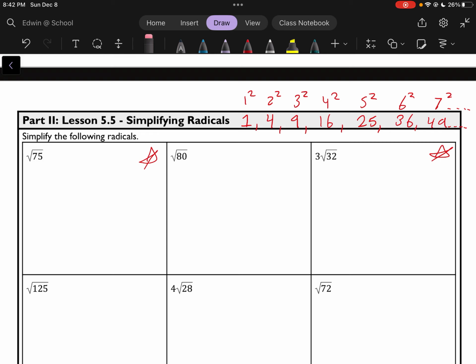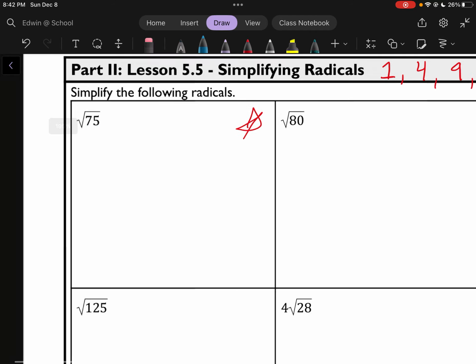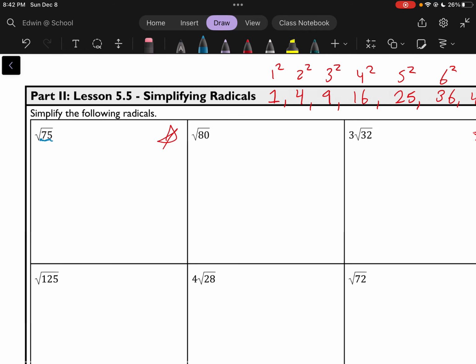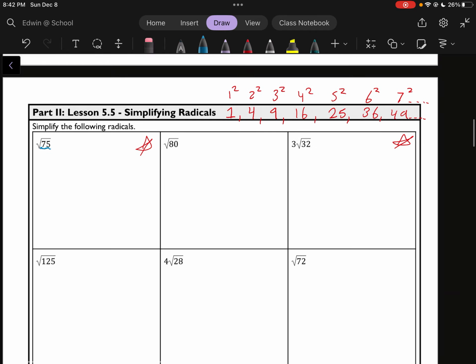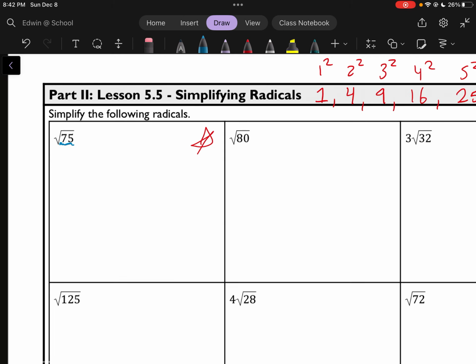So that's where they come from. And we're trying to find the biggest perfect square that divides into our little radicand, which is the number in here. So I look at 75. I'm like, okay, what's the biggest number I could divide by? The first number I think of is 25.